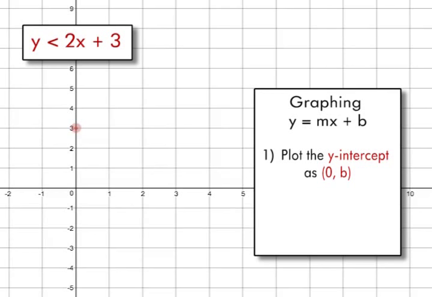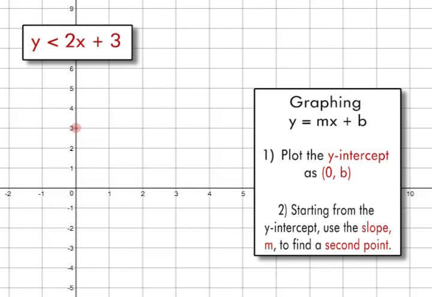Now from there I need a second point, and the only other information I have is the slope. So given that the slope of this function is 2, what I'm going to do is start at that point that I've drawn, and for every one space I go to the right, I'm going to go up 2 spaces, because recall, that is the meaning of slope.